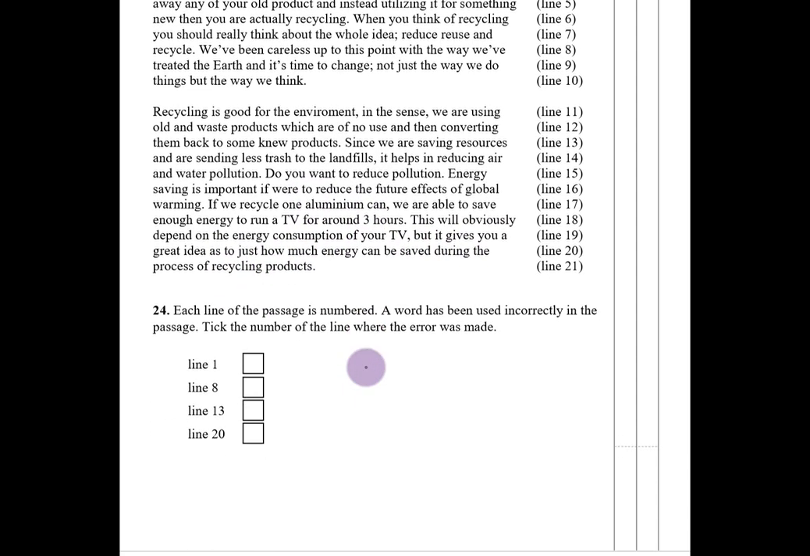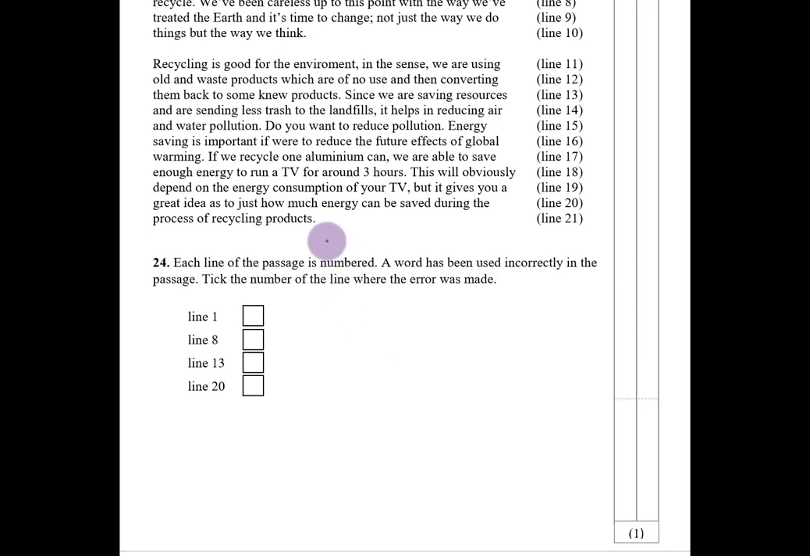So after you've read it, or if you haven't read it and you've gone straight to the questions, a little tip right off the bat. It says here, each line of the passage is numbered. A word has been used incorrectly in the passage. As soon as it said a word has been used incorrectly, you are looking for a homophone. A homophone is simply a word that sounds the same as another word but means something different. For example, their car, or we're going over there, let me think, no, and homophones basically is what you're looking for.